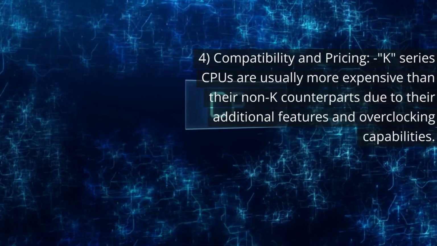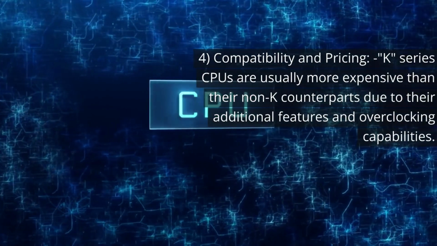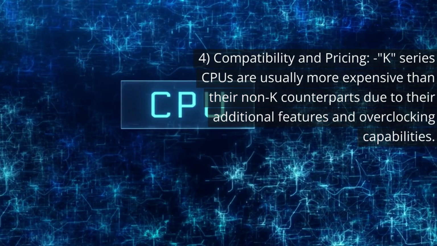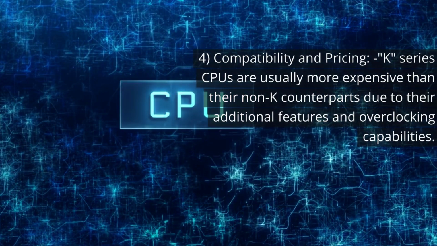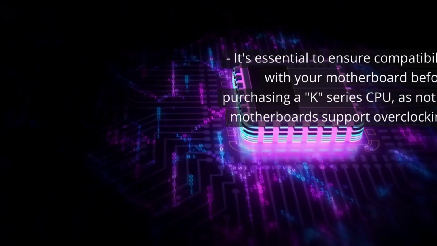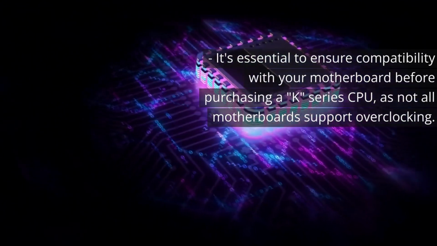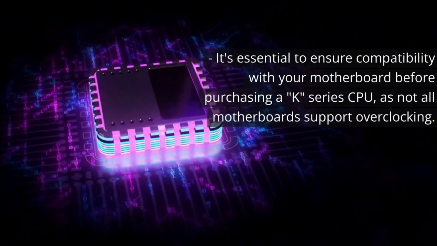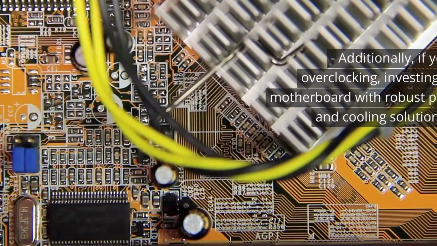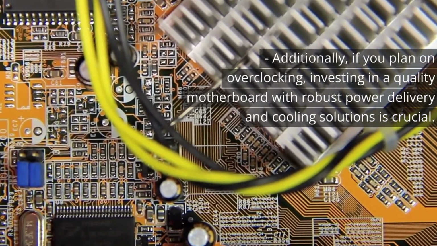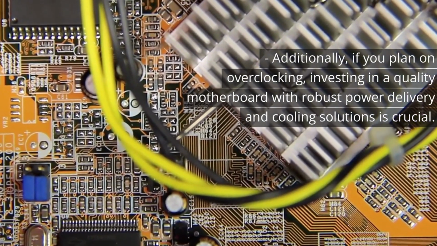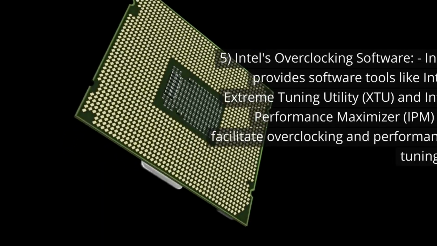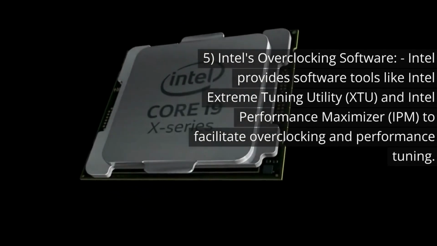4. Compatibility and pricing. K series CPUs are usually more expensive than their non-K counterparts due to their additional features and overclocking capabilities. It's essential to ensure compatibility with your motherboard before purchasing a K series CPU, as not all motherboards support overclocking. Additionally, if you plan on overclocking, investing in a quality motherboard with robust power delivery and cooling solutions is crucial.